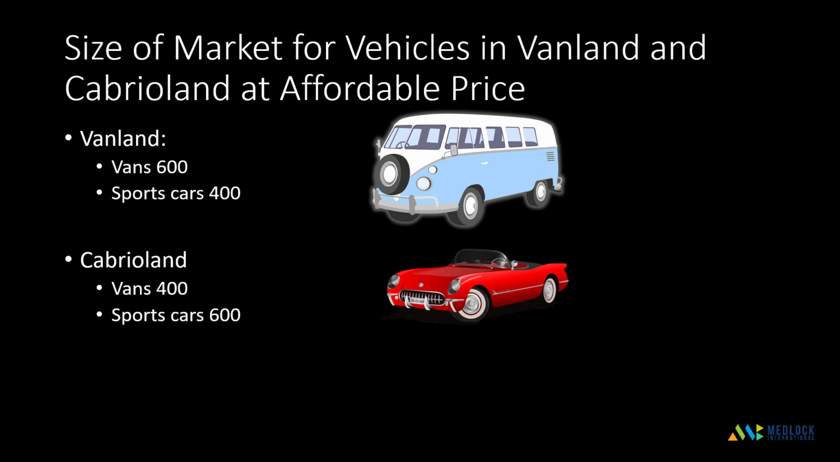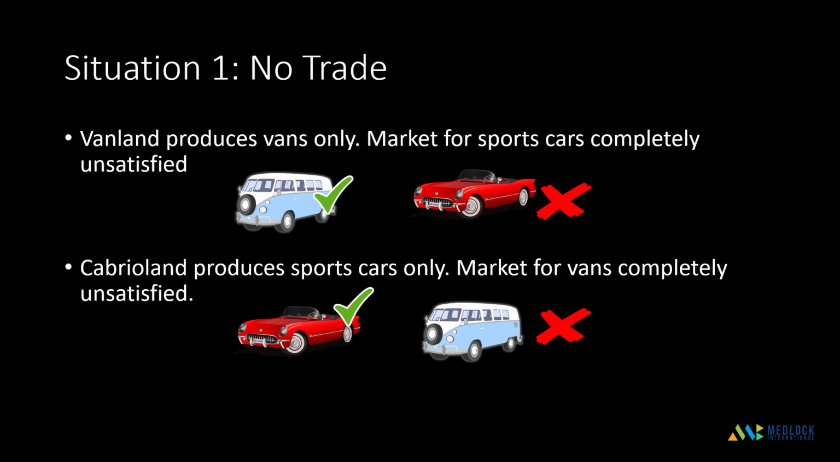All right. In our first situation, there is no free trade between these two countries. In Vanland, they can go ahead and produce vans at an affordable price because it's 600 vans, beyond our 500 threshold. But there's only demand for 400 sports cars. And of course, that's under our threshold, so they're going to be too expensive. So even though customers might want them, they can't afford them. In Cabrioland, the opposite case. It's worthwhile producing sports cars, but it's not worthwhile producing vans because they'll be too expensive for consumers.